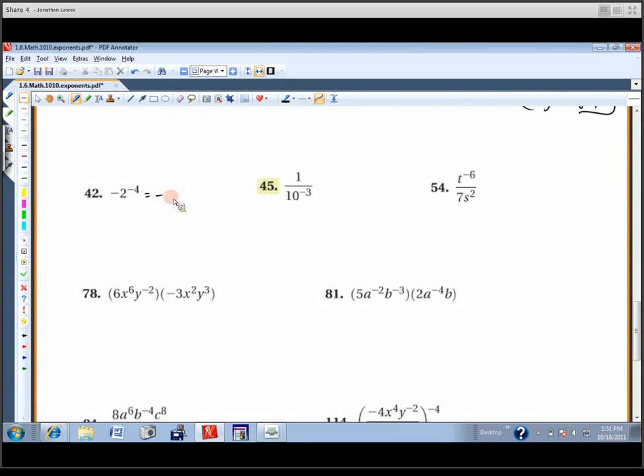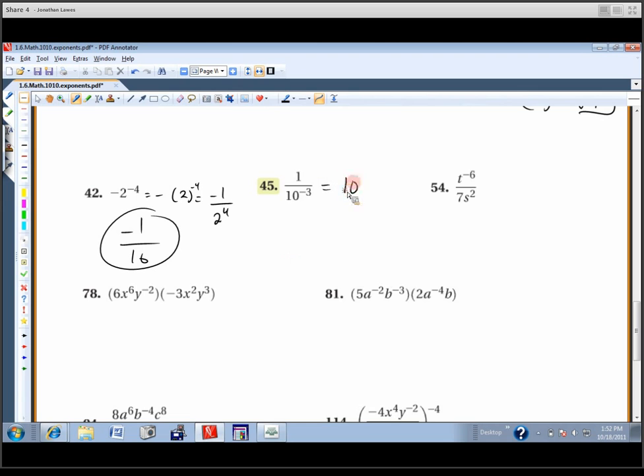This one's a little bit different. You'll notice it's not in parentheses, so we could do it this way. We could write it as negative 2 to the negative 4. That's going to be a negative 1 left on the top. When we move this on the bottom, it's 2 to the 4th, so that's a negative on the top and a 16 on the bottom.